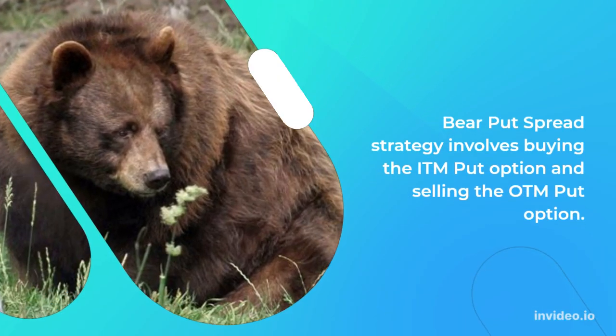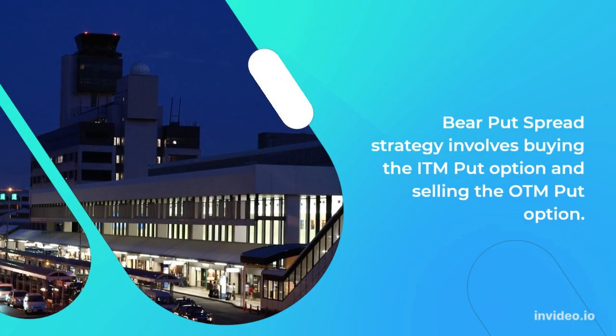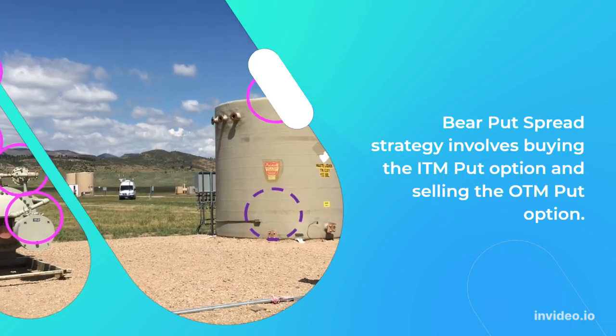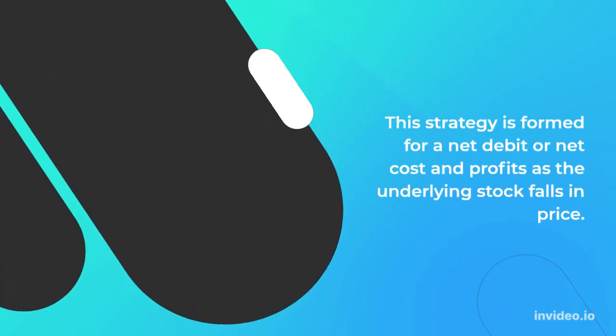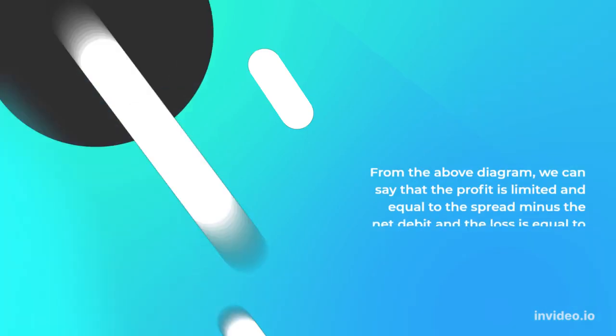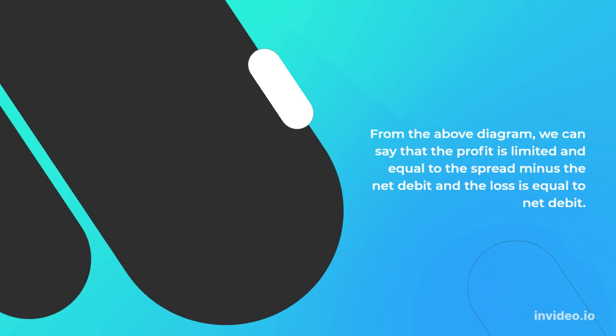The bear put spread strategy involves buying the ITM put option and selling the OTM put option. This strategy is formed for a net debit, or net cost, and profits as the underlying stock falls in price. From the above diagram, we can say that the profit is limited and equal to the spread minus the net debit, and the loss is equal to the net debit.